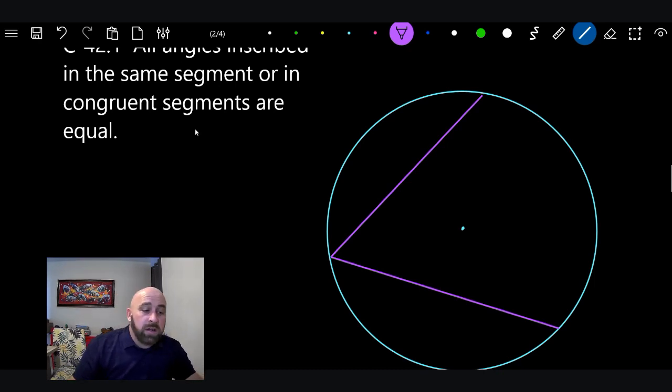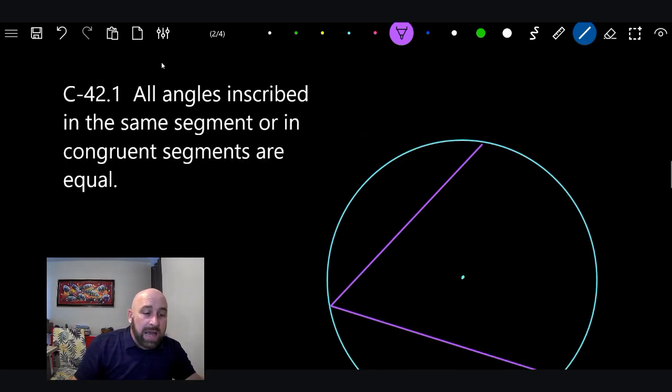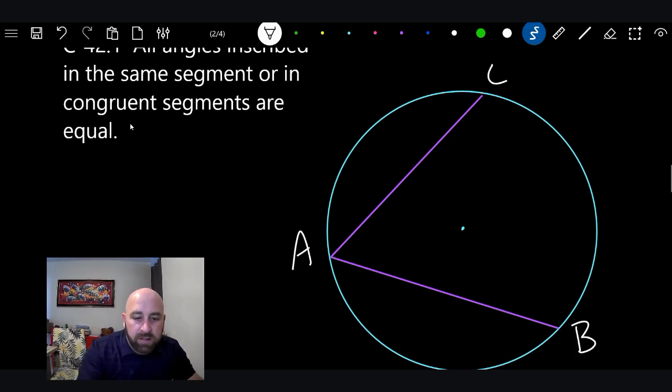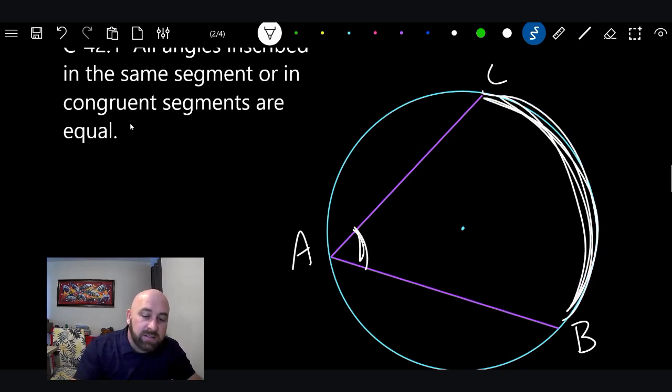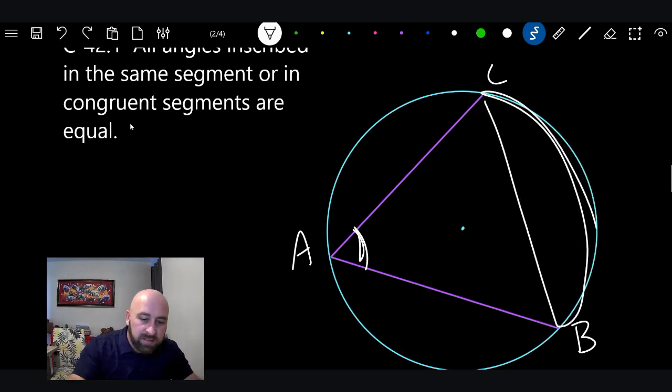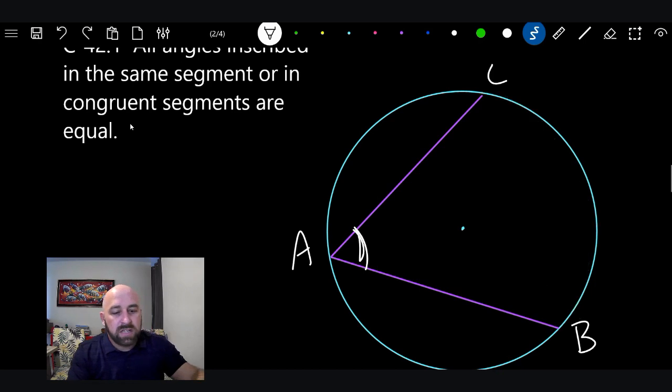The book right here is saying that all angles inscribed in the same segment or in congruent segments are equal. So let's go ahead and label this. That's an A, B, and C. So right now, this angle A is inscribed in this segment. Remember what a segment is. That's a segment right there. So it's inscribed in that segment.